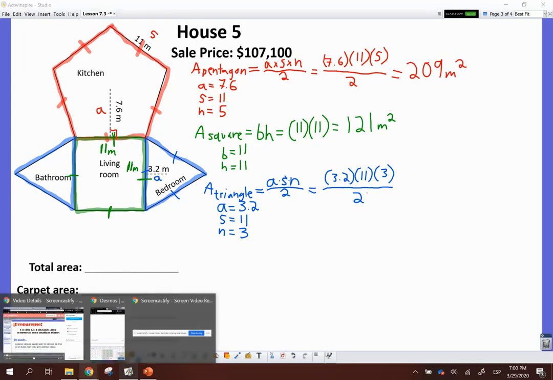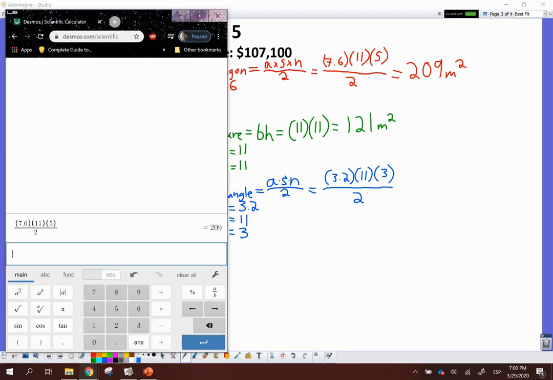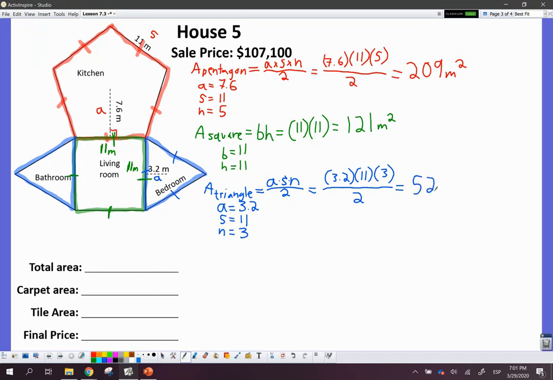So now we're going to go to our calculator. We're going to plug this in to see what we get here. So I'm going to press divide first to get my fraction, or you can do that at the end. Doesn't matter. I'm going to put parentheses 3.2 times 11 times 3 divided by 2. So 2 on the bottom, that gives me 52.8.